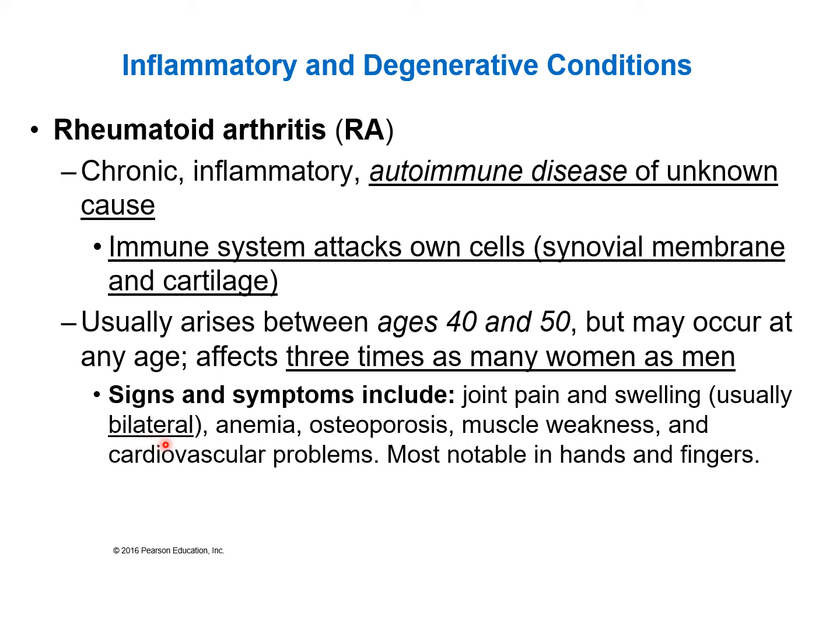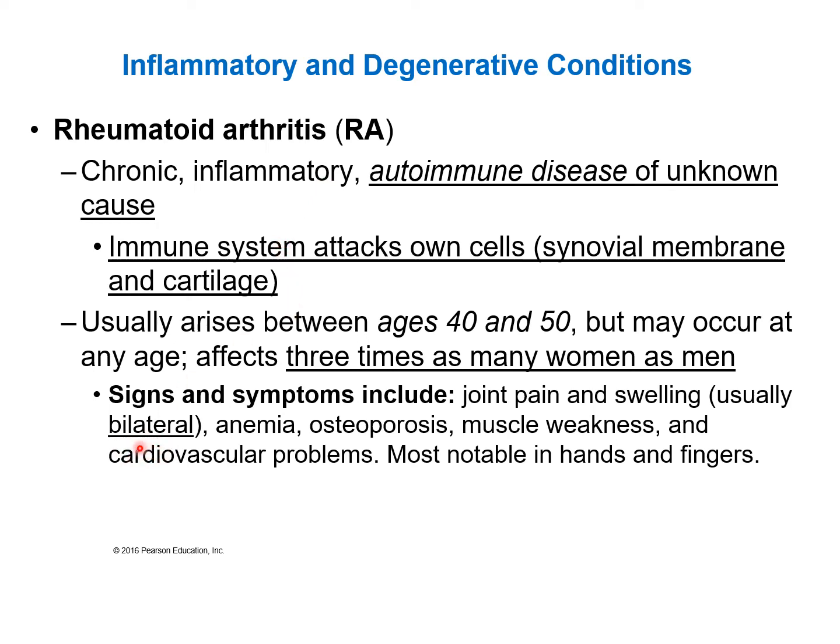bilateral. This is underlined, and I'm underlining this because this is another thing you can use to help you figure out if someone has osteoarthritis or rheumatoid arthritis. Bilateral means the same joint on both sides. Rheumatoid arthritis, typically, the person will complain of pain in their right wrist and pain in their left wrist. So both left and right, the same joint is affected.